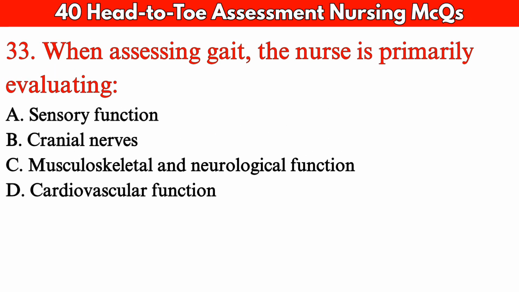When assessing gait, the nurse is primarily evaluating A. Sensory function, B. Cranial nerves, C. Musculoskeletal and neurological function, D. Cardiovascular function. Correct answer C. Musculoskeletal and neurological function. Gait requires muscle strength, joint movement, balance, and coordination, which involve both the musculoskeletal and neurological systems. Sensory input plays a role, but gait is not primarily a cranial nerve or cardiovascular assessment.